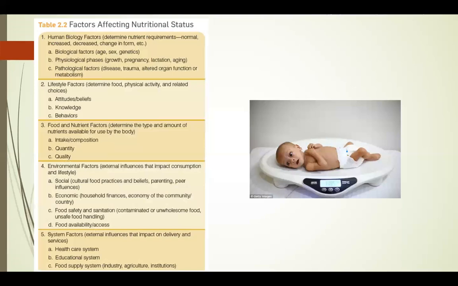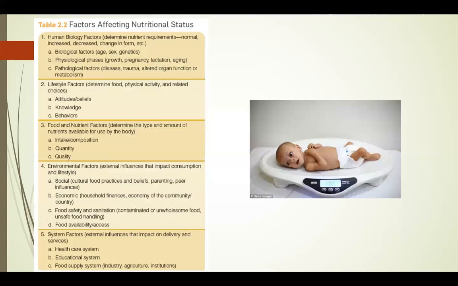Food and nutrition related factors. So, the type and amount of nutrients available for use by the body. Is this baby getting nutrition in an adequate quality or quantity? Does it get adequate hydration? Is baby formula mixed appropriately? Is it absorbable to this baby? Or is there a lack of formula and this baby's getting fed cow's milk or something like that?